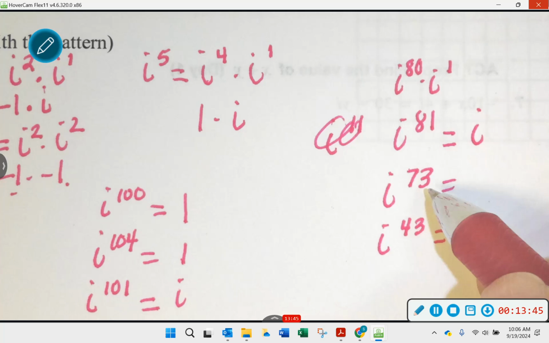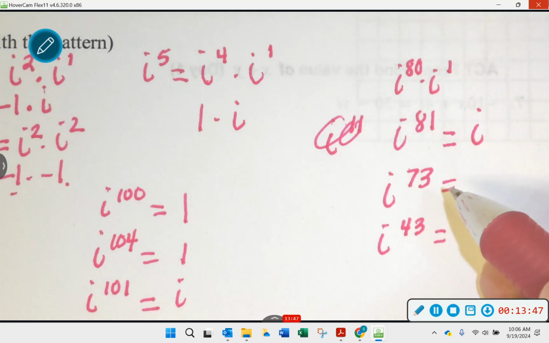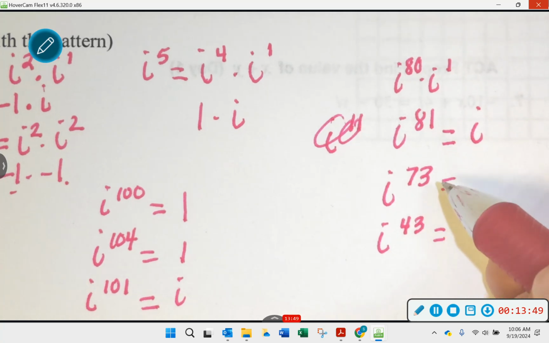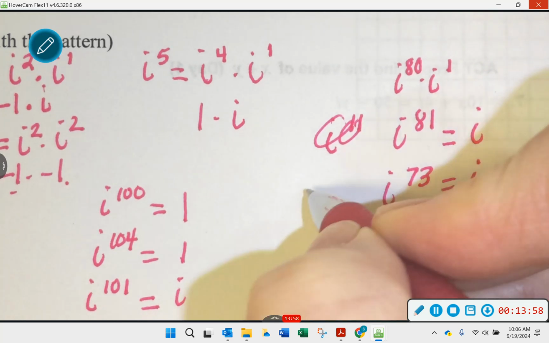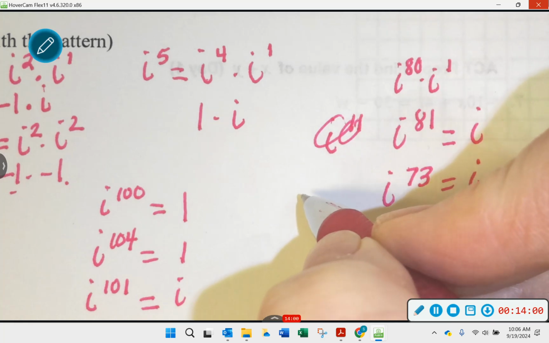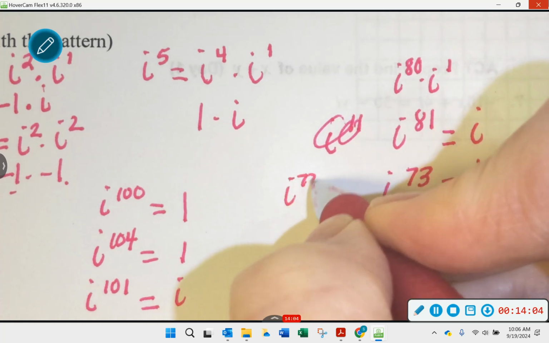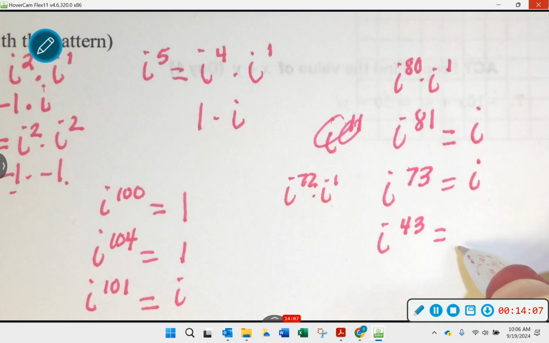That's a tough problem. What do you think, Vaishnavi? You think that's also i? Did anyone else get also i? Yes, that is correct. That is also i. And that's because 72 is a multiple of 4. So it's i to the 72 times i to the first. That's also i. Anyone know i to the 43rd?